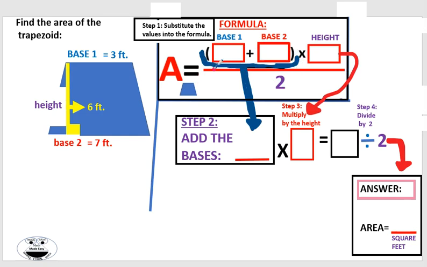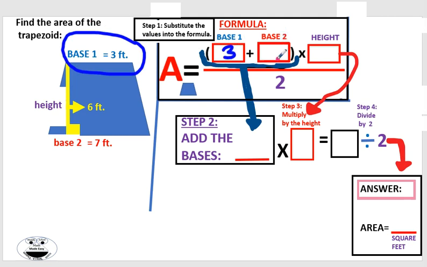So we are going to use this formula and we're going to follow the steps. First we're going to substitute the values into the formula. We're going to go step by step. A, we don't know what A is. We have to find A. Base 1, do we know base 1? Yes, base 1 is given here. That is 3. So instead of base 1, I'm going to write 3.